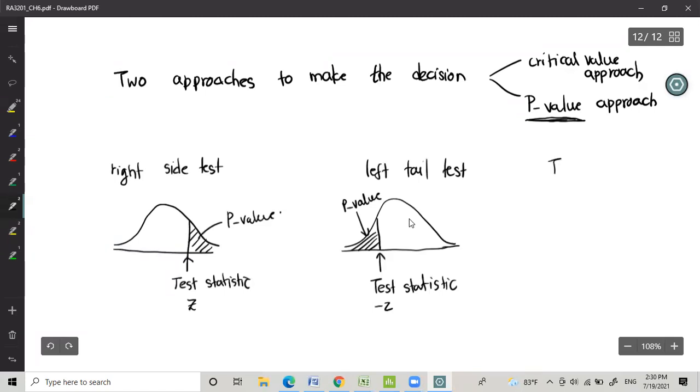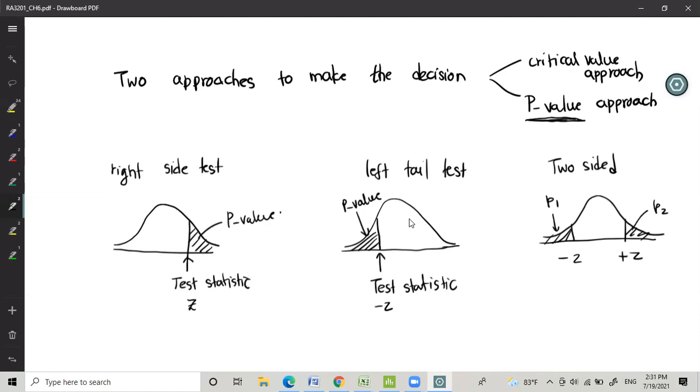Okay. If you have a two-sided test, whatever the test statistic you have, it can be positive or negative, you have to take both tails. Let's say this is the probability of the left tail and this is the probability of the right tail. Because of the symmetry, p1 and p2 are the same, right? So I just write p here, your p-value will be 2 times p. You add the left tail p-value and the right tail p-value. They are going to be the same because of the symmetry. So your p-value will be 2 times the tail probability.